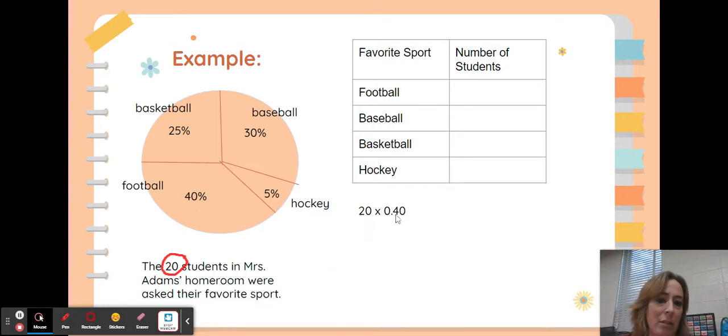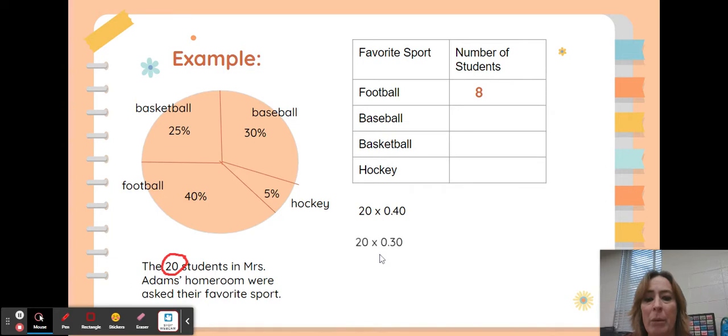So 40%, we haven't talked about this a whole lot yet. We will later in the year. This is why I said it's okay to use a calculator. So 20 times 0.40. All I do is take the percentage and put it into a decimal. So football, if I do 20 times 40%, or 0.40, I get 8 students.